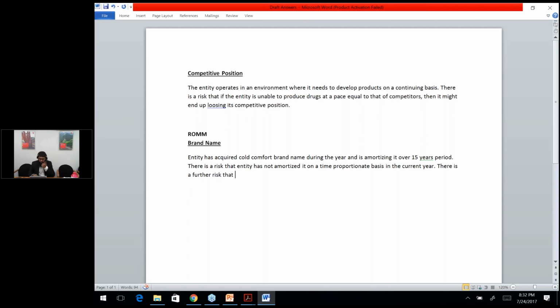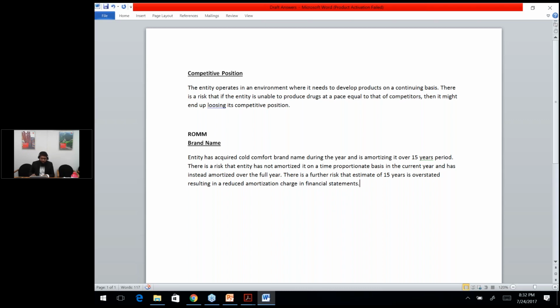So the entity has acquired the Cold Comfort brand name during the year and is amortizing it over a 15-year period. There is a risk that the entity has not amortized it on a time-proportionate basis in the current year and has instead amortized it over the full year. There is a further risk that the estimate of 15 years is overstated, resulting in a reduced amortization charge in the financial statements.